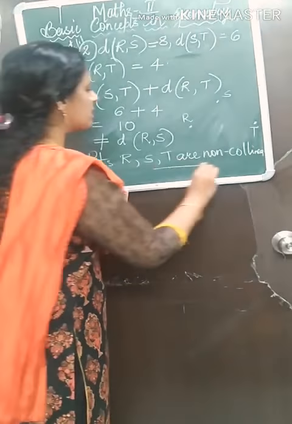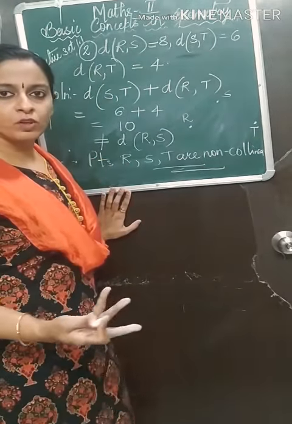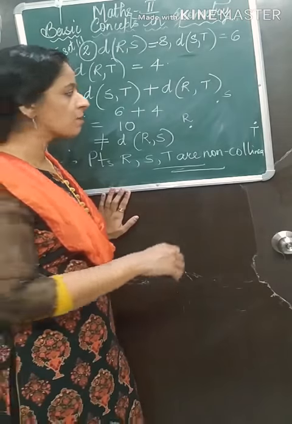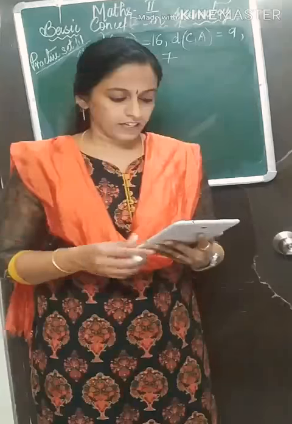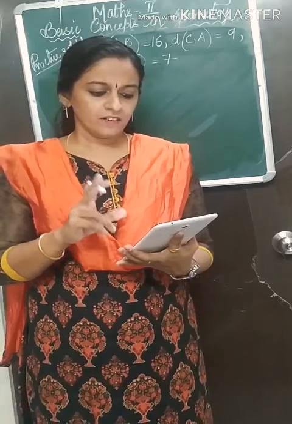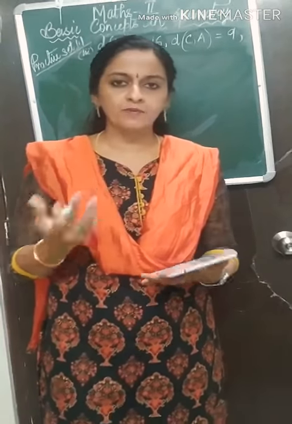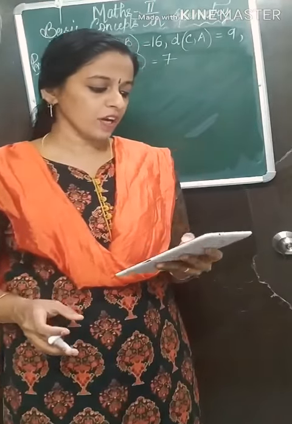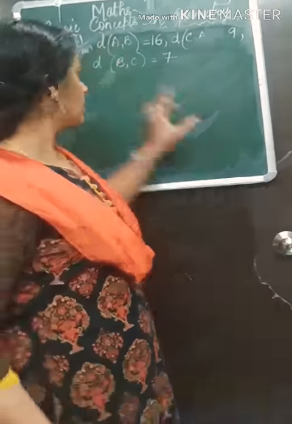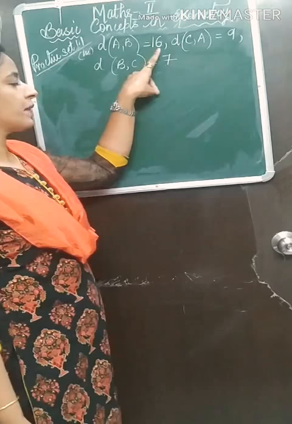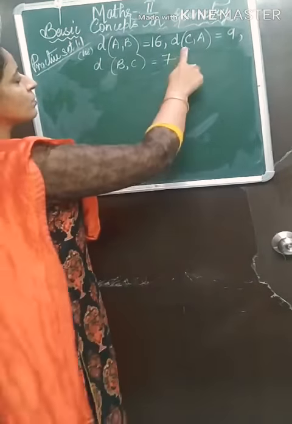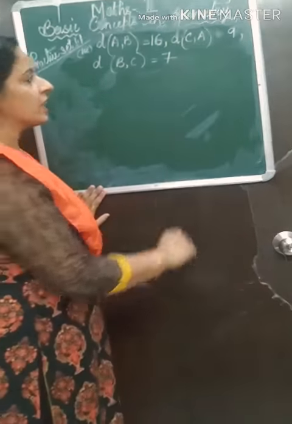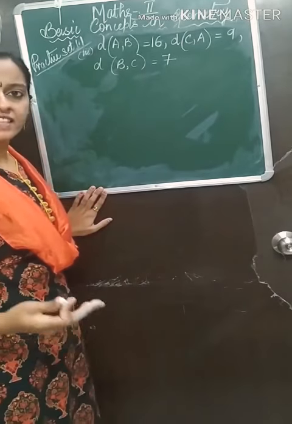So this sum ends here. Here there will be no betweenness. When will betweenness come? When the points are collinear. In the third sum, again, we have to find out which point is between the other two. If points are not collinear, state so. In the third sum we have distance between points A and B as 16, distance between C and A is 9, and distance between B and C is 7.